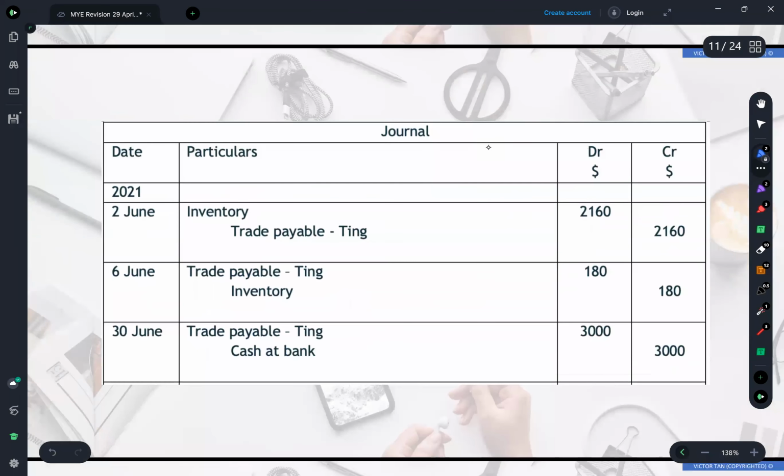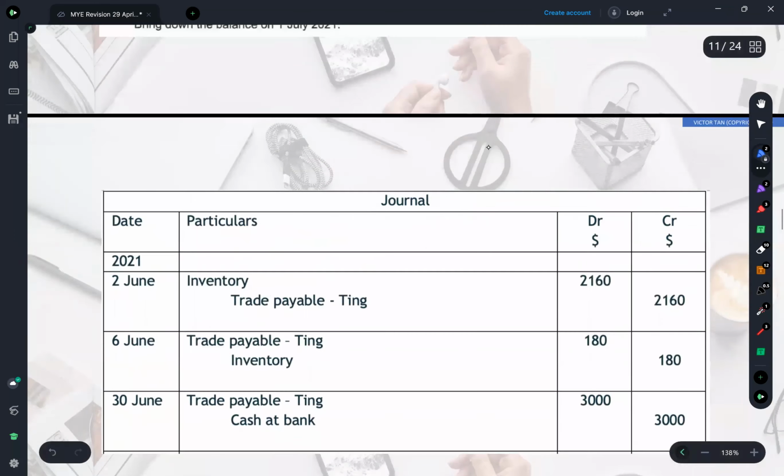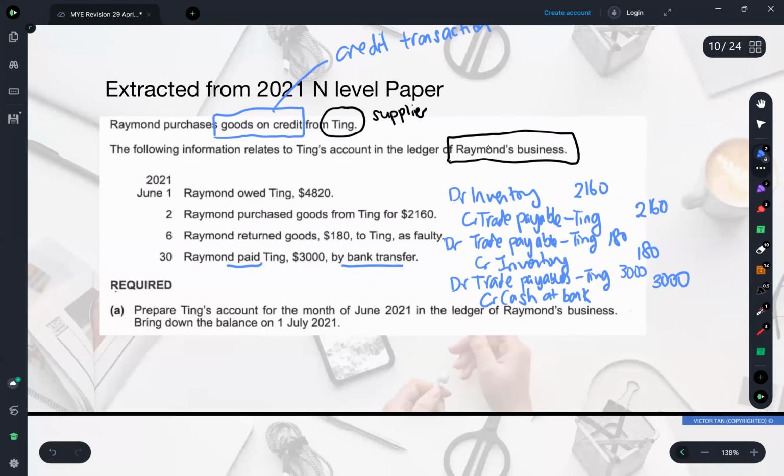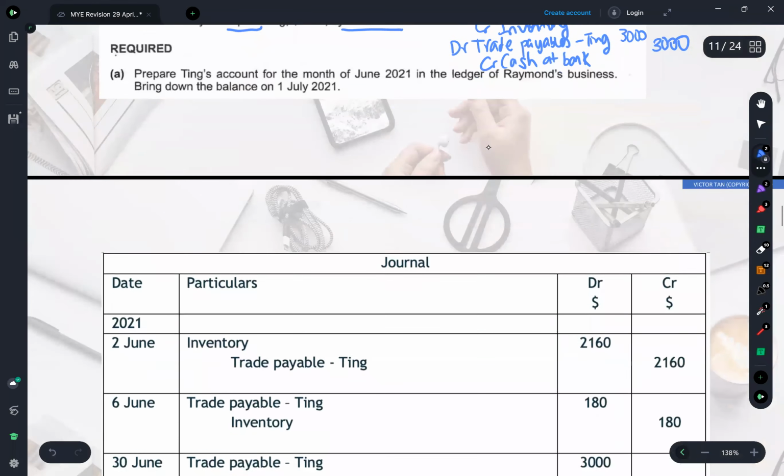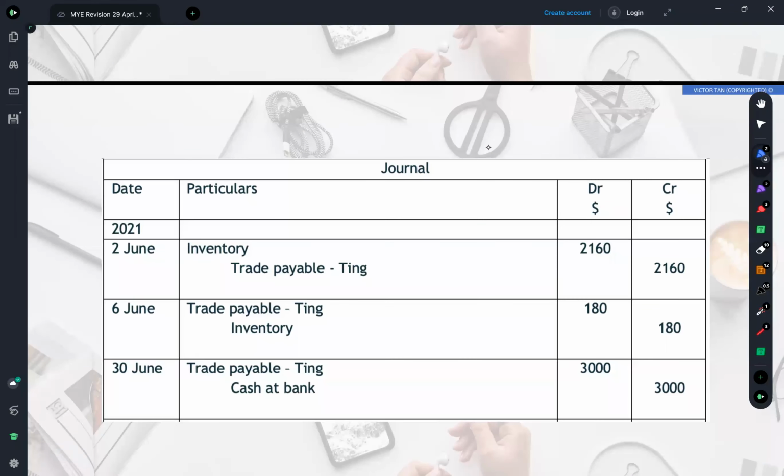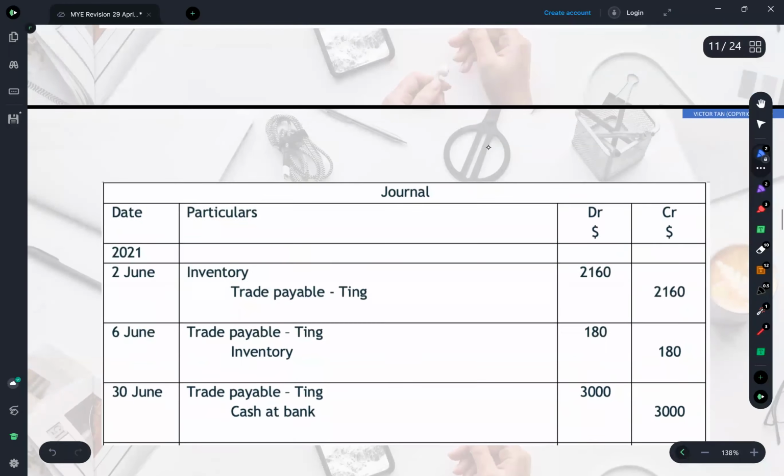So this is a journal which I already wrote out earlier. And these are things that I went through, I covered at the start of today's lesson. You need to write the date, you need to write the particulars and debit and credit. So the numbers you just follow from the question directly. There's no change. 2160, then here will be 2160. Here is 180. The second journal is 180. The third one is 3000. The third number is also 3000.